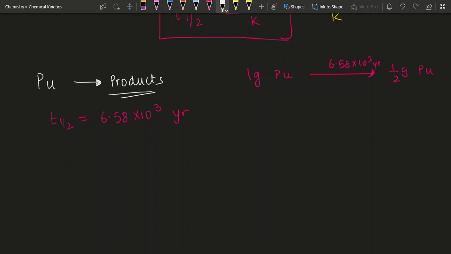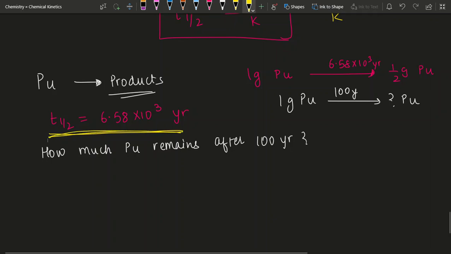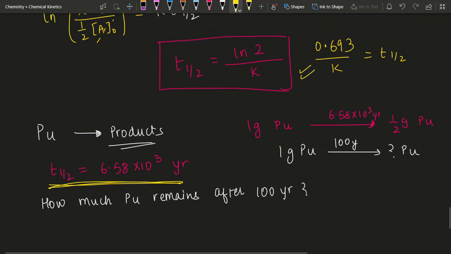Now you want to find out how much plutonium remains after 100 years, after a century. That is, if you put in half a gram of plutonium, after 100 years, how many grams of plutonium still remain? So let's approach this problem. Now you have been given just the half-life. So the only equation that you can use is this one right here.